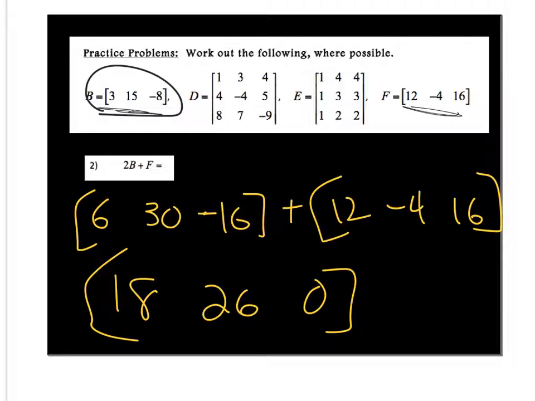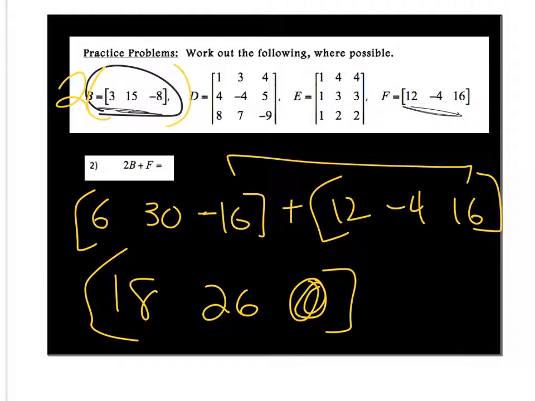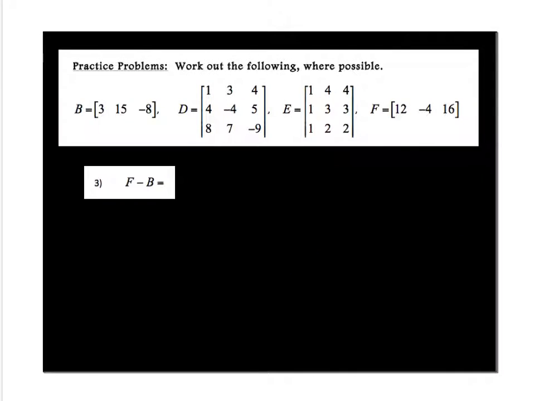There's my answer, okay? Negative 16 and 16 go together, and you still have to put a number here. You still have to put a 0 there. It doesn't go away just because the numbers go away, so make sure you do that. So I double everything here, add everything, and then put together what I got.